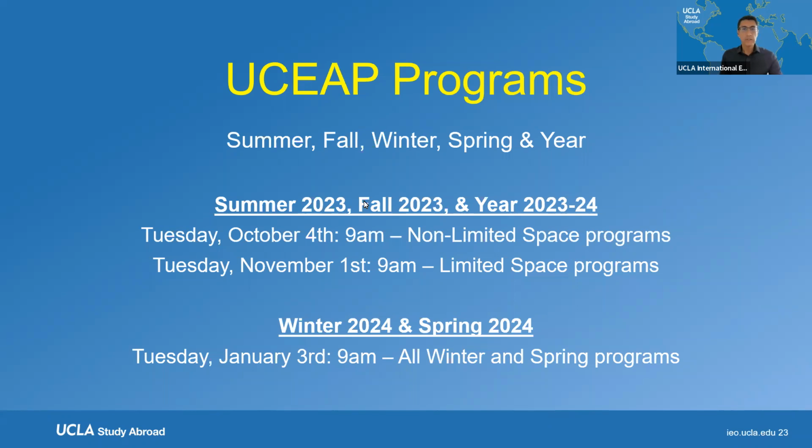For example, if you are interested in going abroad this summer of 2023 or fall of 2023, please make sure that you are ready to apply. The opening dates are October 4th for programs that do not have issues with space. And then for limited space programs, it's not until November 1st at 9 a.m. If you are interested in winter or spring of 2024, you would have to wait until January 3rd, 9 a.m. to actually apply for the program.